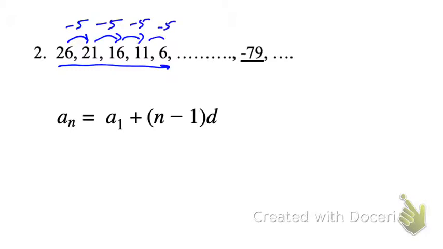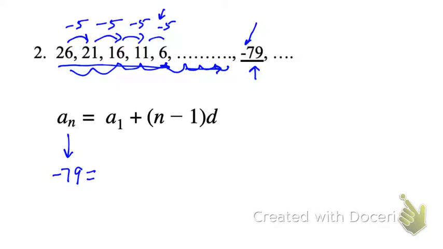Now eventually, remember when you subtract, your numbers will turn negative when you get out here. And it looks like they already have by the time we get to this negative 79. So what we have here is we're subtracting 5 as we go, and we keep subtracting 5 a bunch of times, and eventually we hit negative 79. The question is, where do we hit it? What position?